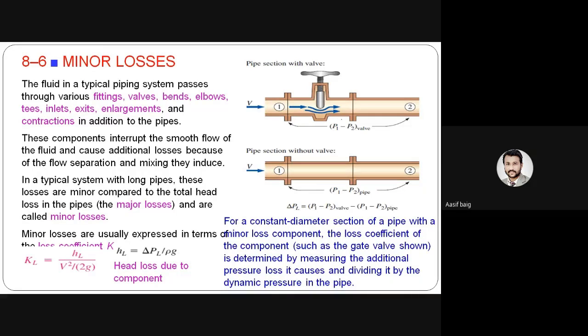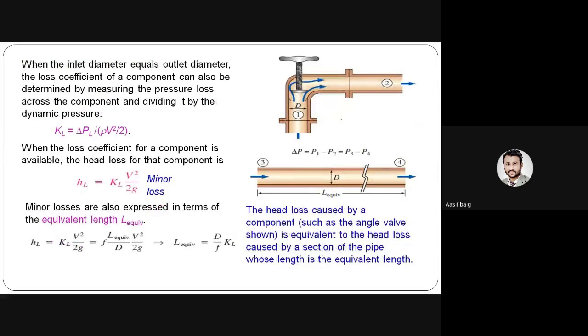So for a constant diameter section of a pipe with a minor loss component, the loss coefficient of the component, such as the gate valve shown, is determined by measuring the additional pressure loss it causes and dividing it by the dynamic pressure in the pipe. From the figure you can see the minor losses due to the valve body in a long length pipe. When the inlet diameter equals the outlet diameter, the loss coefficient of the component can also be determined by measuring the pressure loss across the component and dividing it by the dynamic pressure. The equation is given, constant for this type of problem.